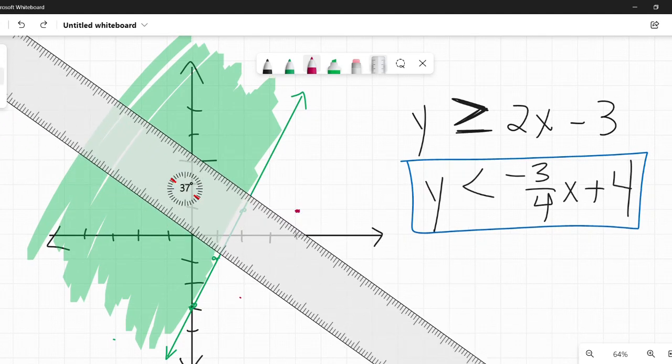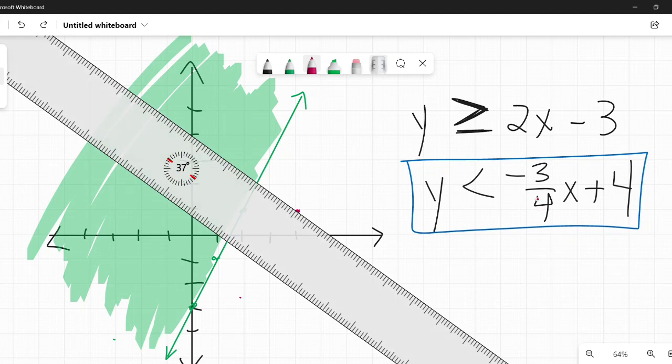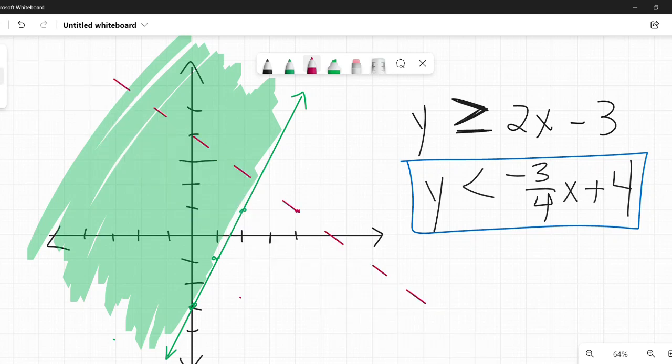I'm just going to use the ruler because I need to make this a dashed line because, again, this is a less than. So it needs to be a dashed line. So I'm going to do it this way and just do a dashed line. There we go. Isn't that nice?